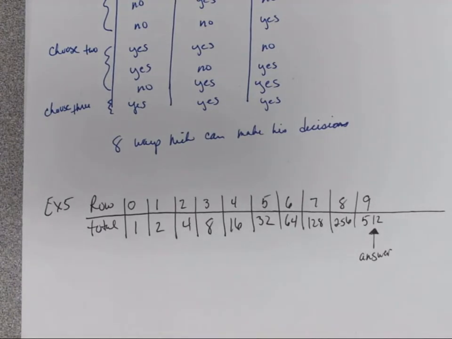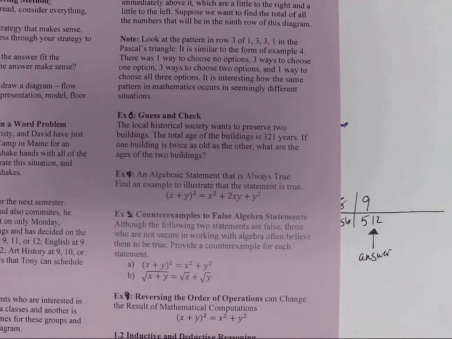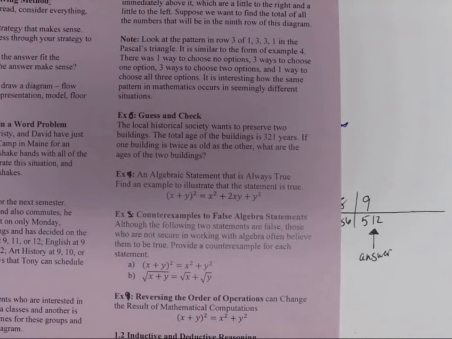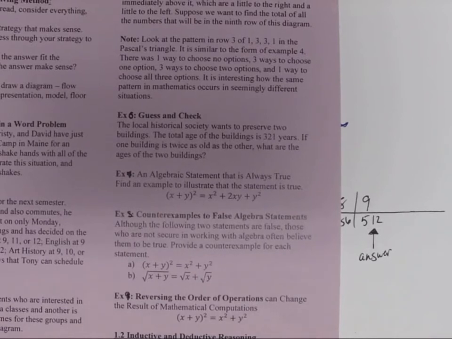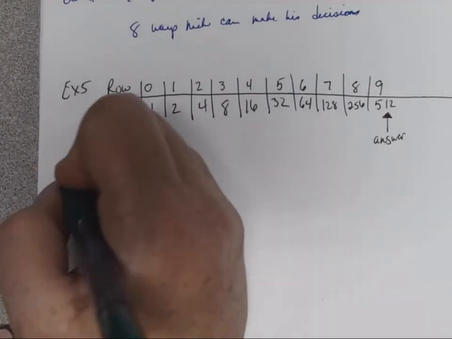And on example 6, we are looking at what we call guess and check. So the local history society wants to preserve 2 buildings. The total age of the buildings is 321 years. If one building is twice as old as the other, what are the ages of the 2 buildings? Alrighty, so let's look at example 6.